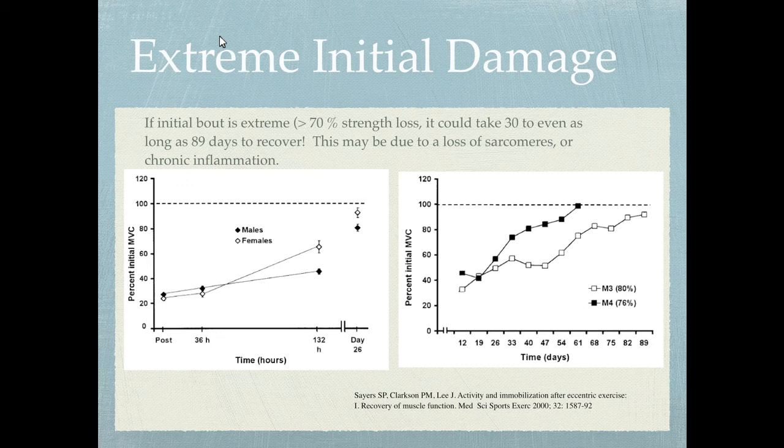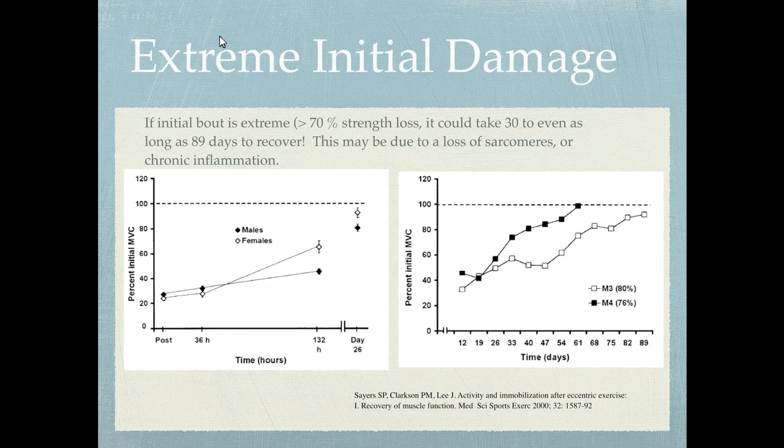We see Priscilla Clarkson here as sort of the queen of muscle damage, the late Priscilla Clarkson. That percent initial MVC goes down drastically. So basically, she beat these untrained people up so much that they had a greater than 70% strength loss. All right, that's a serious muscle damaging bout. And it takes them 26 days on average to recover.